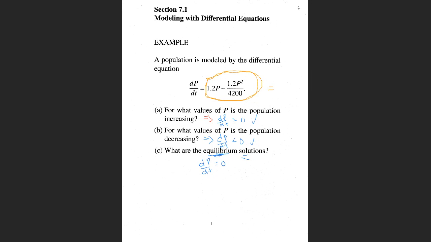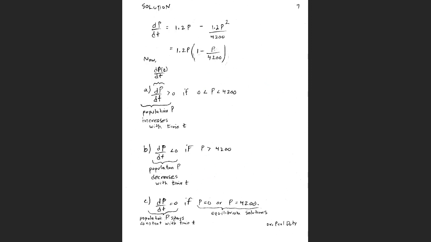Good, good. Okay, so let's go to the solution and let's see what happens here. Okay, a little analytical thinking here. So indeed, what I do is I factor out the common factor of 1.2p. And so dp/dt will equal 1.2p times (1 minus p over 4,200).